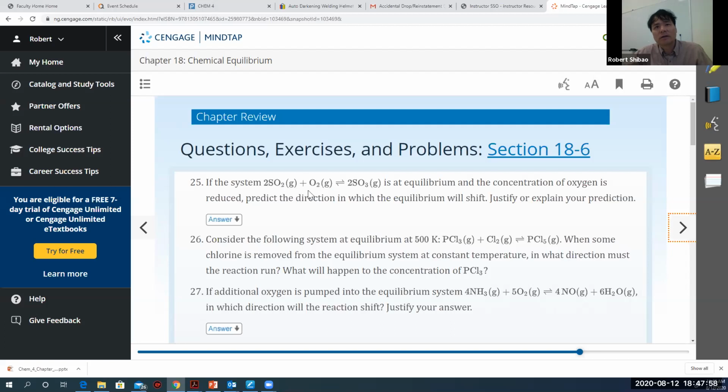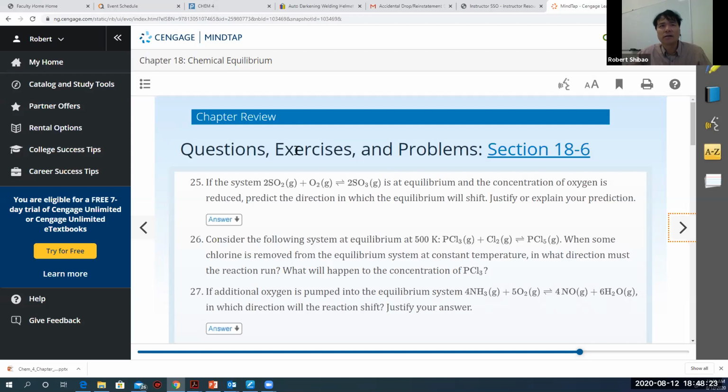25. If the system 2SO2 plus O2 yields 2SO3, so sulfur dioxide and oxygen, this is a redox reaction, oxidizing sulfur dioxide to sulfur trioxide, is at equilibrium and the concentration of oxygen is reduced. If this is at equilibrium, then we have the right product to reactant ratio, and it's stable. But if we screw up that ratio by removing oxygen, then we aren't going to have the right product to reactant ratio. So what's going to happen is going to shift.